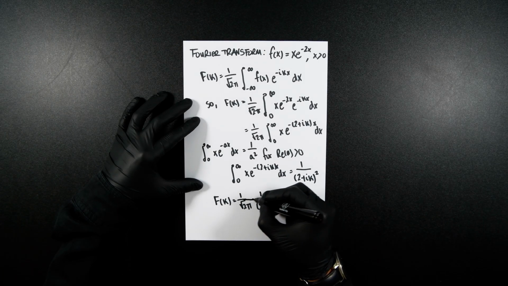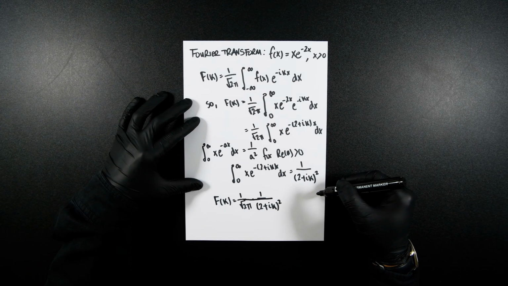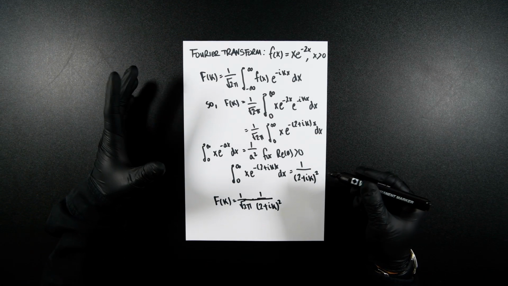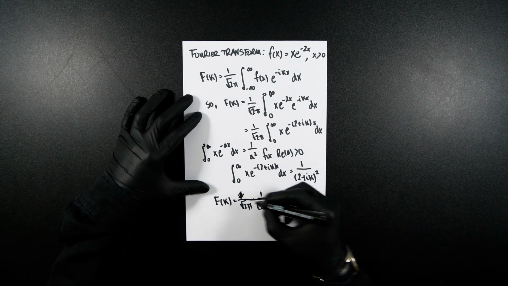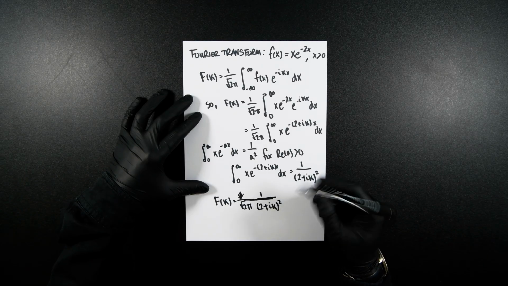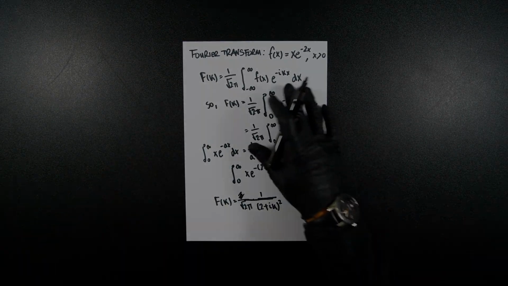If you rationalize the denominator, you're going to get something like 4 minus 4ik minus k squared on the top, all divided by (4 plus k squared) all squared. That looks more silly, whereas this right here, 1 over root 2 pi times (2 plus ik) all squared, is the Fourier transform of this.